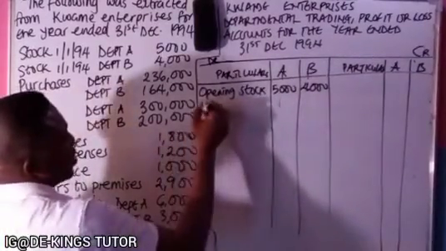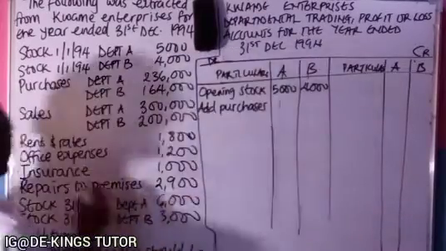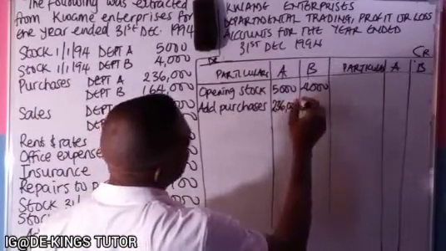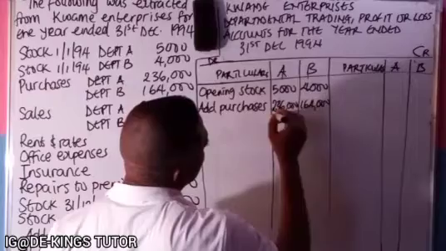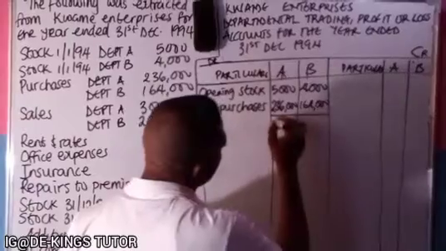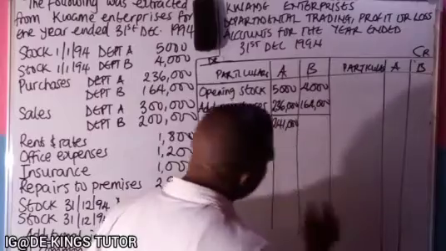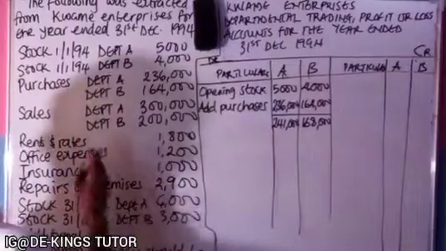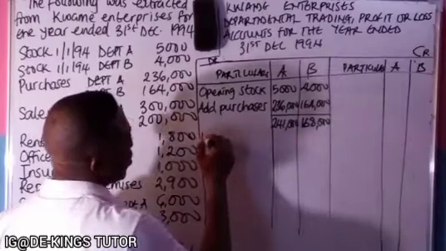The next one, you add purchases. Department A is 236,000. Department B is 164,000. So we'll add it together. We'll be having 241,000, and the next one is 168,000. Now I check if there's carriage inward. If there is none, the next thing is to let's have closing stock.